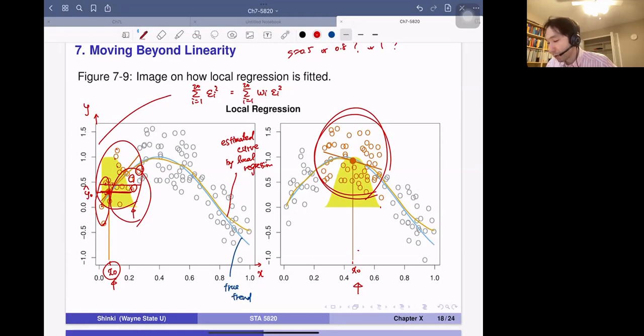And if we want to make this estimated curve more detailed, just make s smaller, or we make the weight function, the k of xi and x naught, narrower. This is a large number only when xi is very close to x naught, then the curve estimated by local regression is more complicated and has less bias.